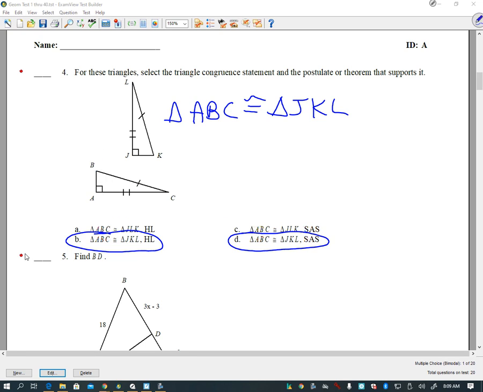Notice that they give me two right triangles, which means I have a different set of congruency statements that I can work with. Notice how I have a hypotenuse BC, a hypotenuse KL, and a leg AC congruent to a leg LJ. So that should tell me, because one, I don't have side angle side to work with, but I do have hypotenuse leg. Does that make any more sense to us now than it did before? Okay. All right.